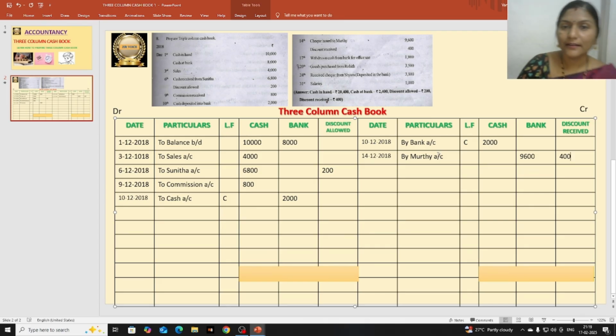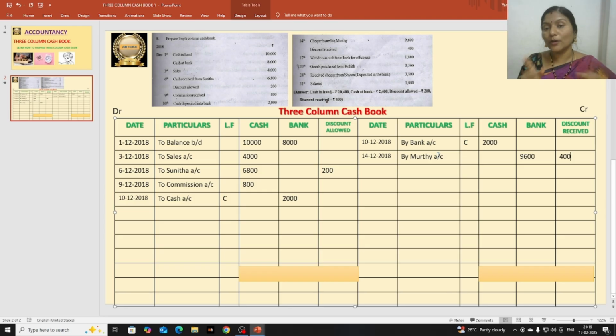Yeah, here what is the date? 17th. What is the transaction here? Withdrawn cash from bank for office use. If in case of any dealings with the bank, what kind of dealings does the business have with the bank? It may deposit cash into the bank or it may withdraw cash from the bank.